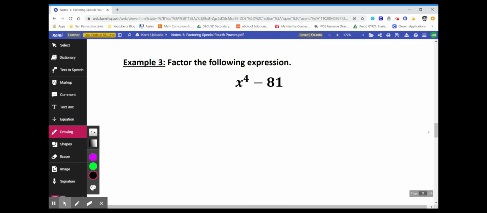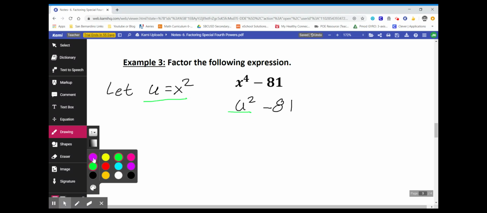Okay, example number 3. Another special fourth power. Let's say we want to factor this out. I'm going to start the same way. I'm going to say let u equals x squared. So when I replace u with x squared, this gives me u squared minus 81, right? When I have u squared minus 81, notice that this is actually a perfect square.